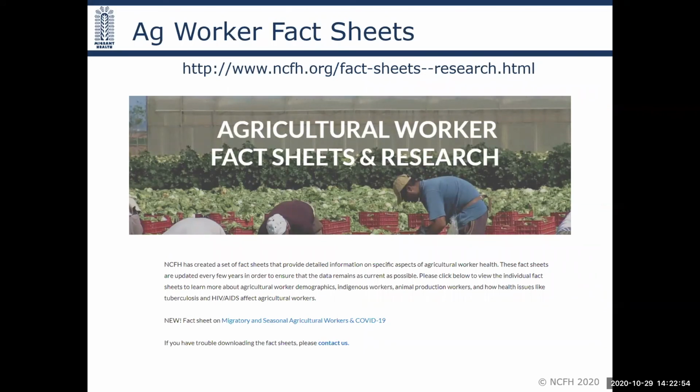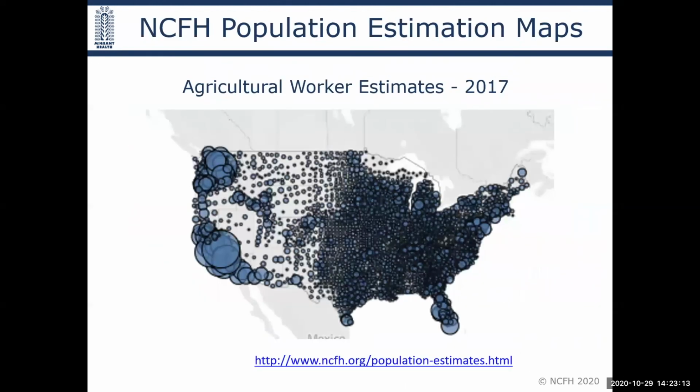And one of the specific pages that I'd like to highlight is our ag worker fact sheets. Our ag worker fact sheets provide detailed information on specific aspects of ag worker health and are updated every 2 to 3 years. And we actually have a fact sheet specific to ag workers and COVID-19 that's updated monthly. So we do encourage you to access that site and get more information about the ag worker population. It's a great wealth of information.